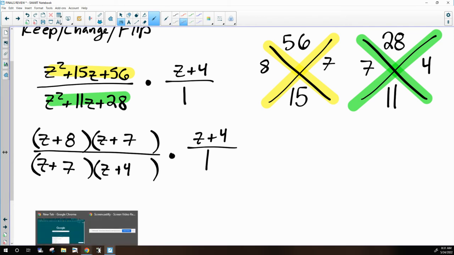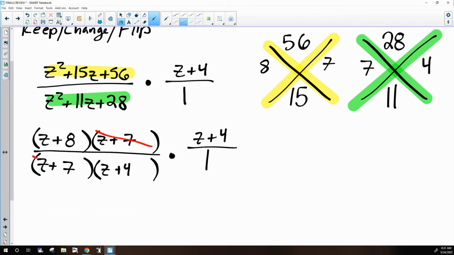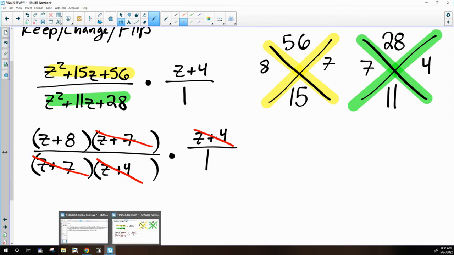What factors can we cancel out? We have a Z plus 7 on the top and a Z plus 7 on the bottom. Cross them out. Any others? Z plus 4 on the bottom, Z plus 4 on the top. It does not matter if they're on the same side or not. You just need one on the top, one on the bottom. We still have a Z plus 8 on the top, but there's no Z plus 8s on the bottom to cancel. There's a 1 on the bottom, but there's no 1s on the top.